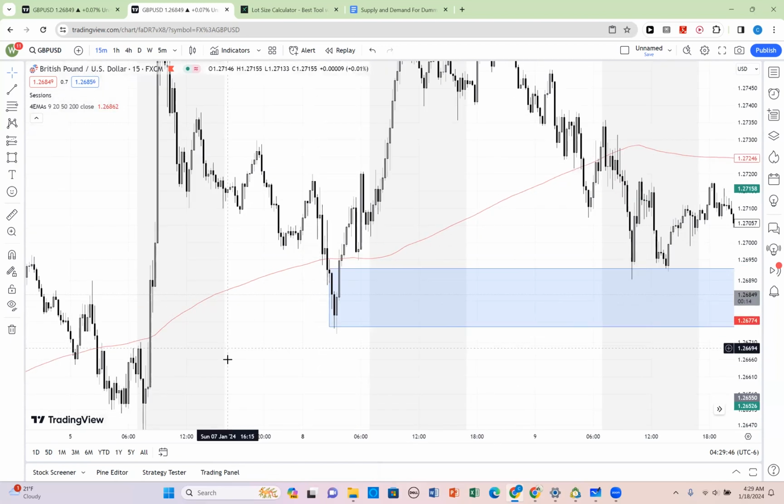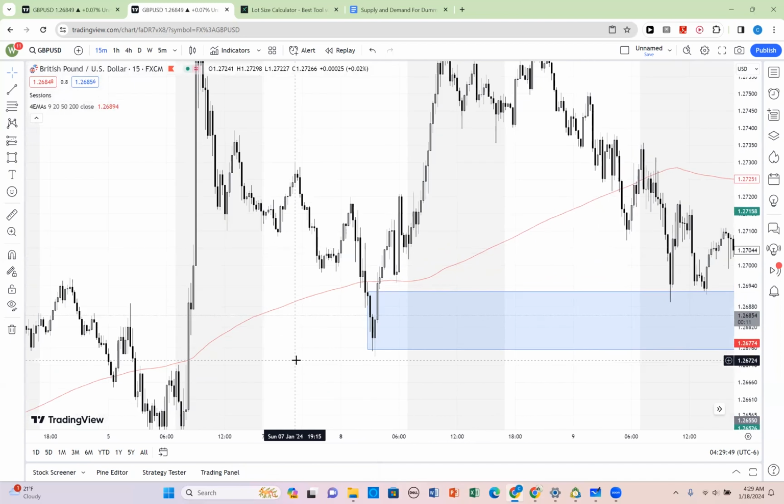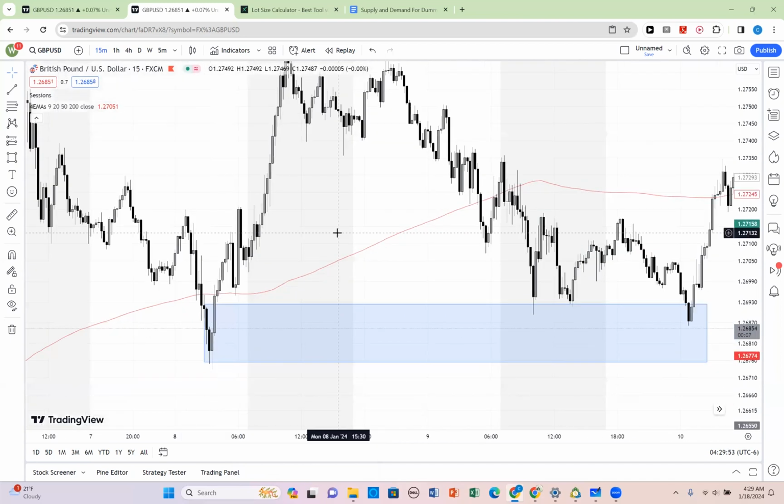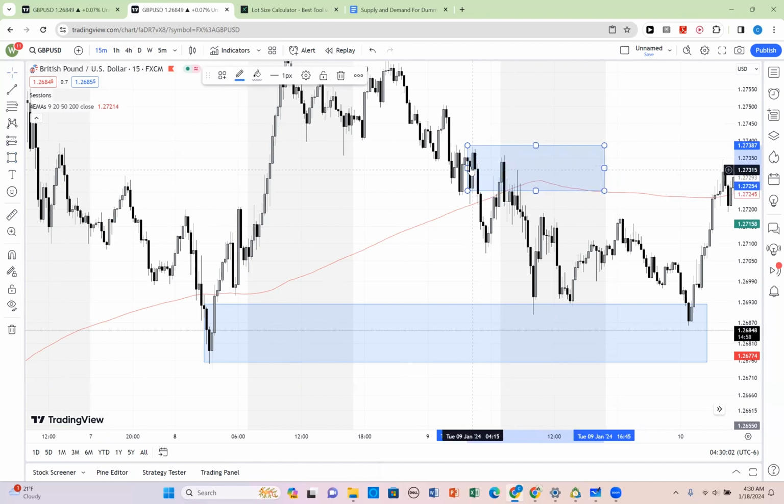So if you're looking at demand, draw your box around the last selling candlesticks. And opposite, if you want to look at supply, you draw your box around the last buying candlestick, which is right here, and this candlestick right here. You don't draw it just anywhere. You have to draw it where the moves start from.